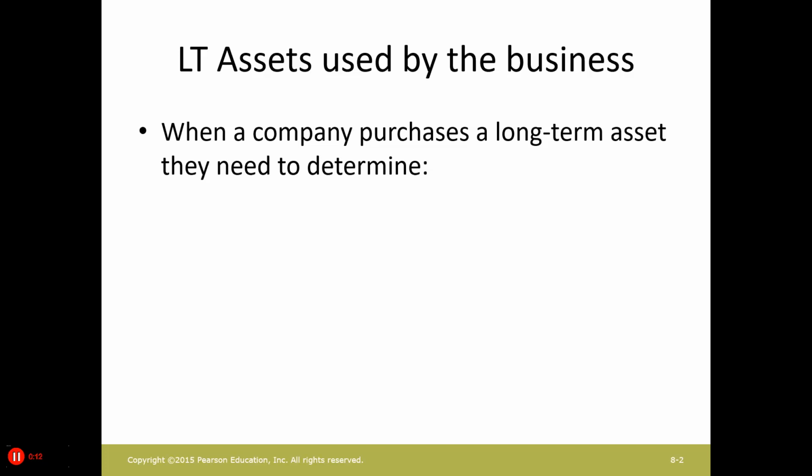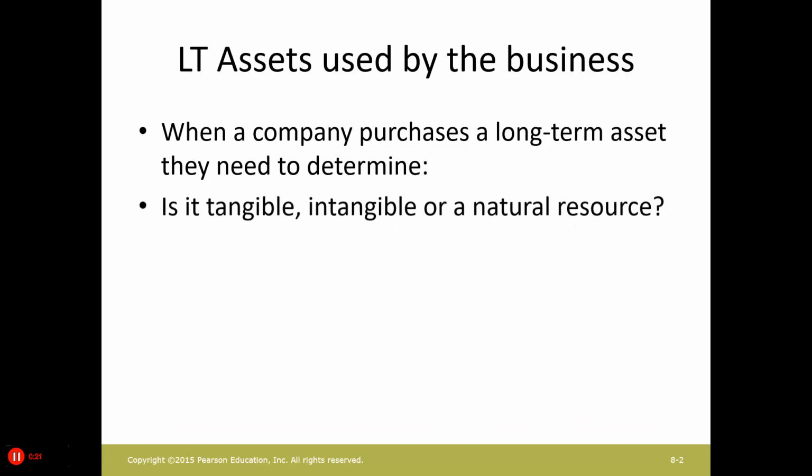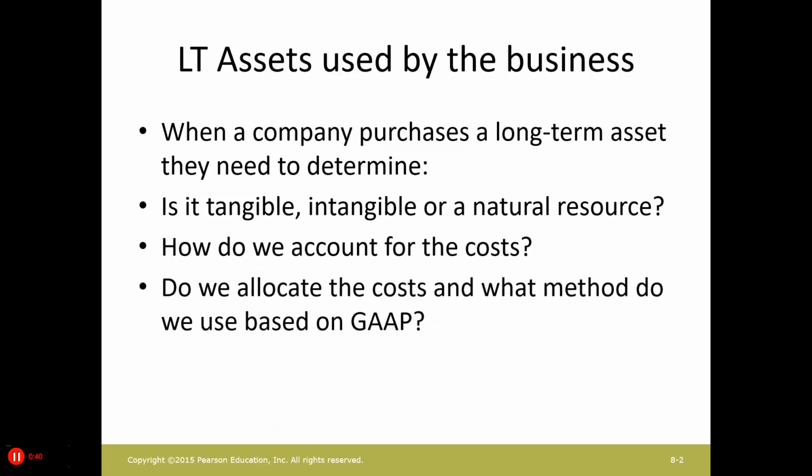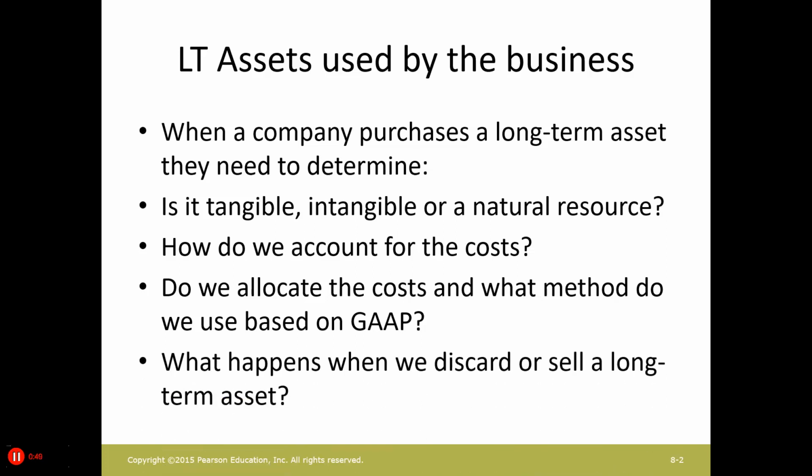Now, when a company purchases a long-term asset, remember, we're talking about long-term assets that are used by the business. We have to first determine, is it tangible, intangible, or a natural resource? Tangible means we can see and touch it. Intangible means we can't. Or a natural resource, such as when we buy a piece of land because there's diamonds in the ground. How do we account for the costs? Then we try to figure out, do we allocate the costs and what method do we use based on GAAP? And then we're going to look at what happens when we discard or sell long-term assets.